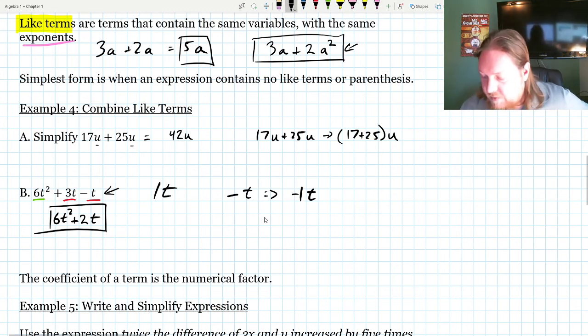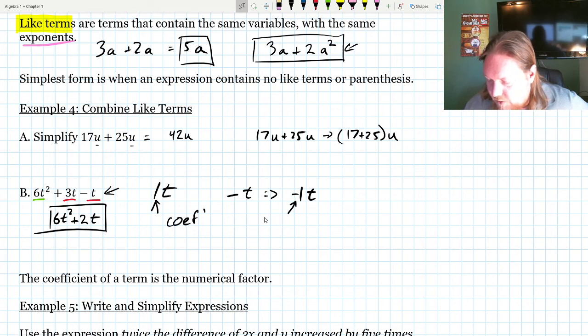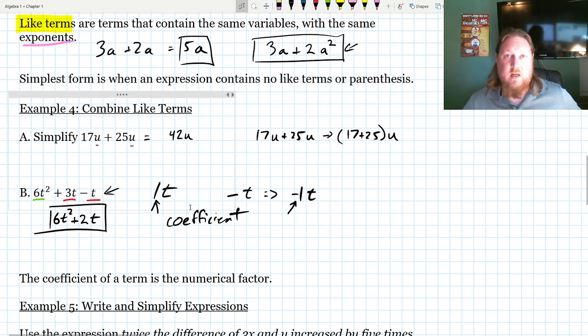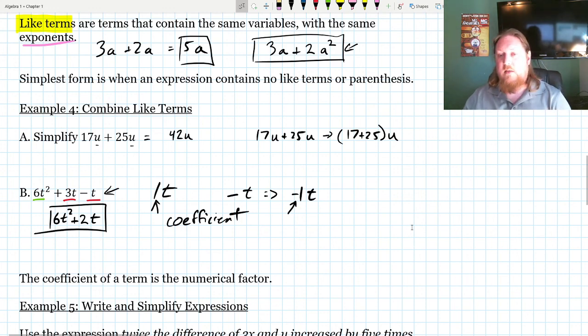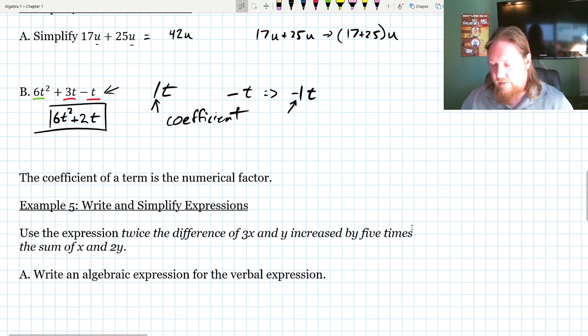All right, and the coefficient here is this number that's on the outside. That's the coefficient. All right, I'll say that a lot. You definitely got to know what that number is. It's not the t, it's the number being multiplied by the t, or whatever variable we're using.